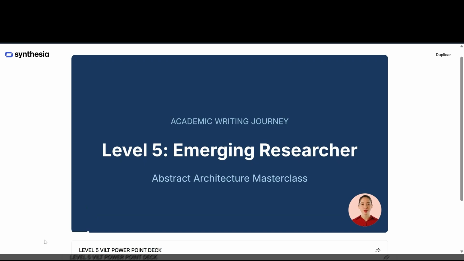In this first activity, the Abstract Architecture Masterclass, we're going to build the foundation you need to write a strong, well-structured abstract using the 5-move model that real researchers use.